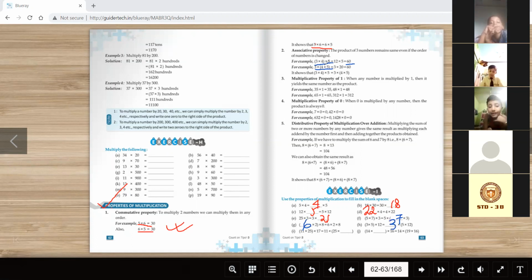Please zoom your screen. Okay. 3 into 5 into 8. Dummies, are you done? Why are you showing your hands? Why are you sitting?